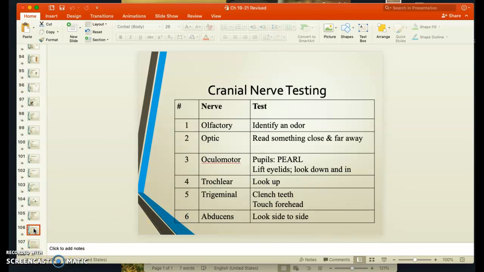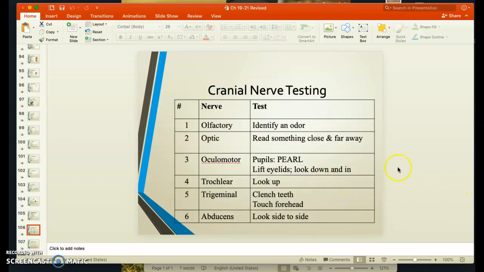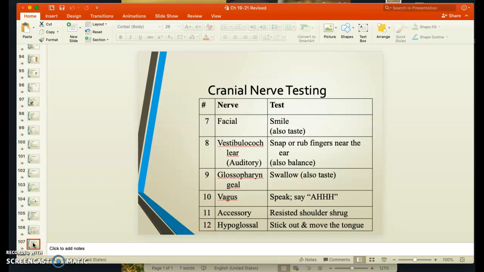Another chart I included is just with cranial nerves. You can see the 12 and the different ways to test them. Again, like our myotomes and dermatomes from earlier in the semester, it's just straight up memorization. I always try and just run through them in order. I know others group all the mouth together, all the eyes together, all the hearing together. When I learned them, it just worked better for me to remember olfactory, odor, optic, see something, oculomotor, pearl, eyelids, and just try and memorize this chart. So whatever works for you.